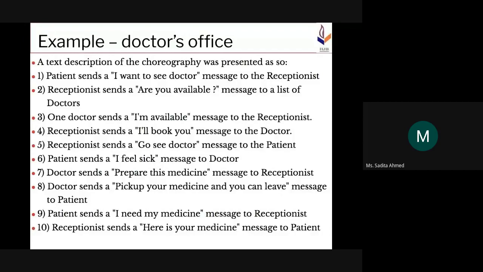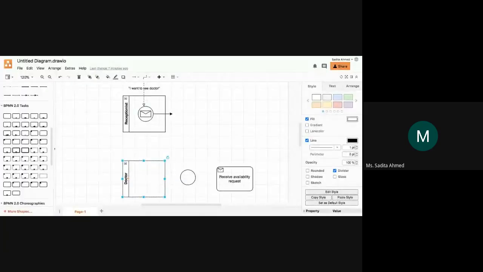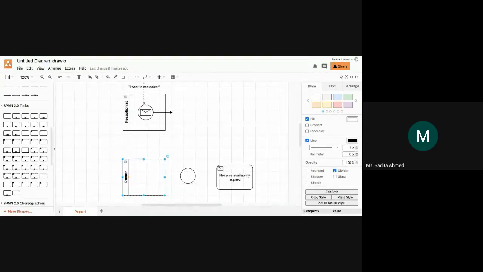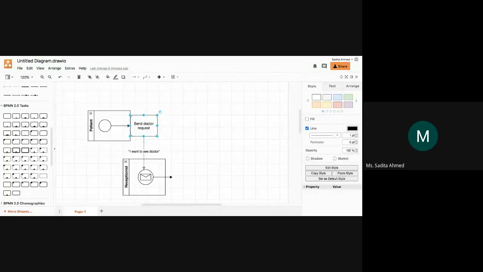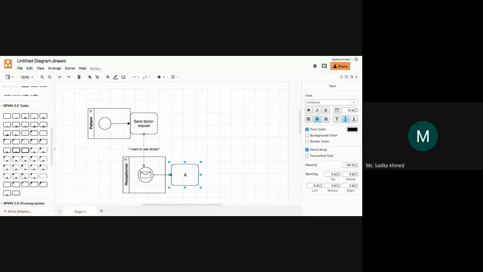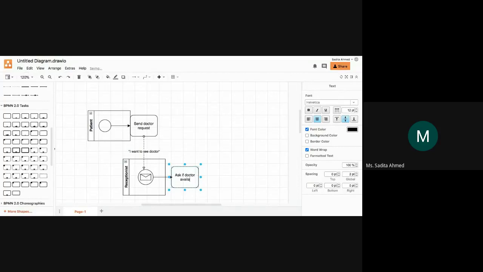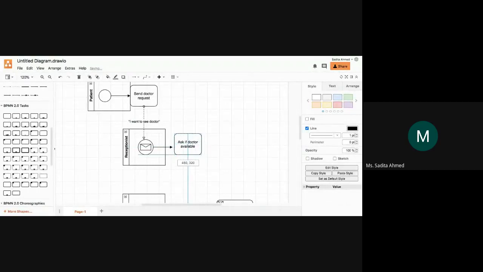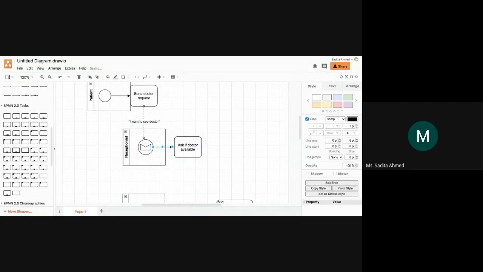So here we're doing something very simple. The receptionist performs a task, all right, just like this one. Let's say we call it send, ask if doctor available. Let's say we say that, ask if doctor available. That's the task that the receptionist performs, all right, or send availability request, whatever you call it, right? We do something like that.